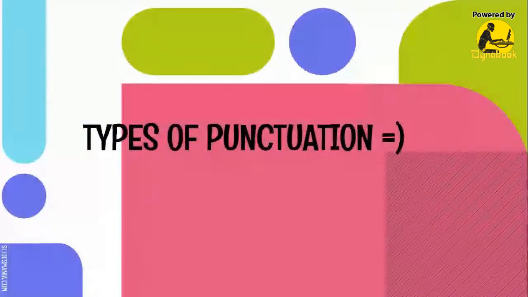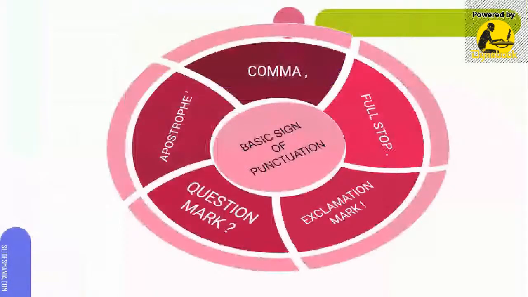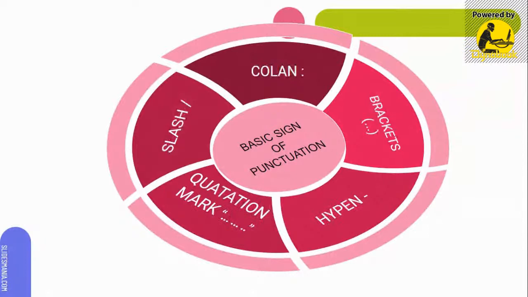Okay, let's look into types of punctuation. Actually, there are more than 10 punctuation signs available, but today I'm just going to concentrate on the 10 most important basic signs of punctuation. First it would be full stop. We also call it period, which means to put a dot at the end of a sentence. Next, exclamation mark, question mark, apostrophe, comma, colon, brackets, hyphen, quotation mark, and slash.